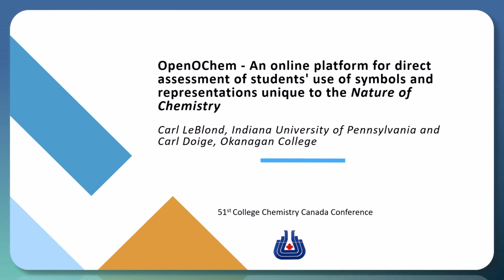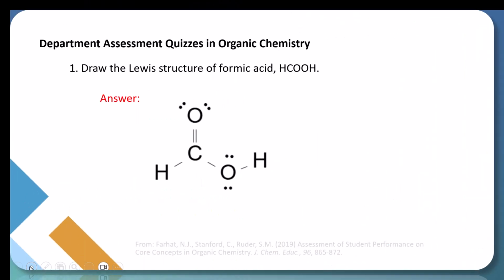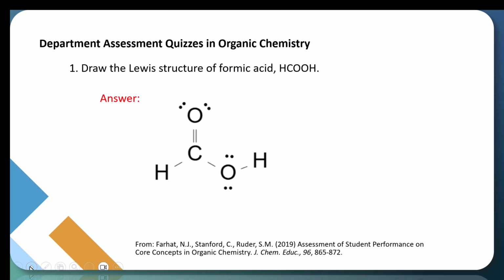So let us start with the following. Anyone who has studied chemistry, and especially those in the field of chemistry education, will recognize this kind of question and recognize the corresponding answer and understand that it really does tie to the symbolic representations that we use in chemistry. So: draw the Lewis structure of formic acid.